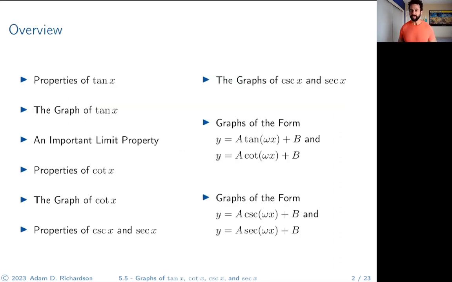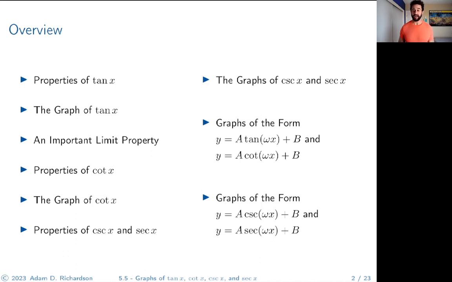So here's the overview. We're going to review some properties of tangent, and then we're going to look at the graph of tangent. Then we're going to talk about an important limit property. And this property of limits is what's going to make graphing the other trigonometric functions much more straightforward and easy. Then we'll review properties of cotangent. We'll look at the graph of cotangent. Then we'll do properties of cosecant and secant, the graphs of those things, and then transformations of those graphs.